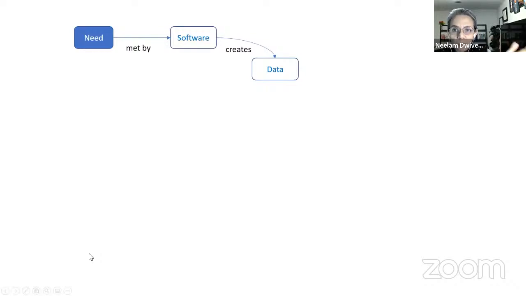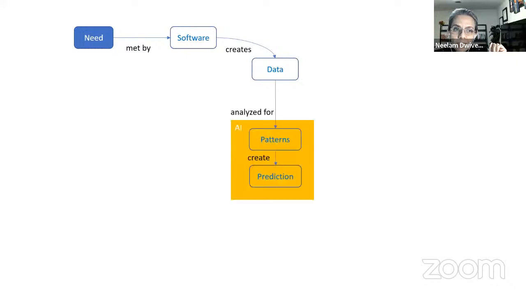So whatever I'm talking about, it all starts with a need. Let's say we want to connect to a friend. We want to watch a movie. We want to buy something from a website. So we use some software. When we use this software, some data is created about us, which is recorded. Then the AI algorithms scan for patterns to predict our future.